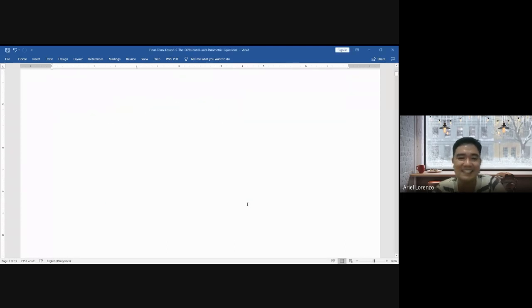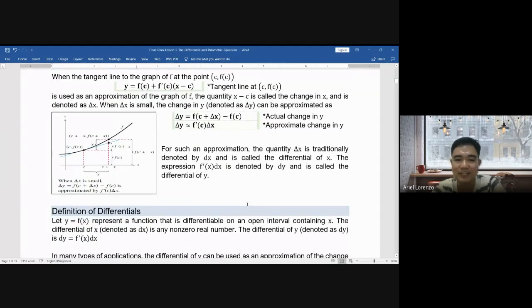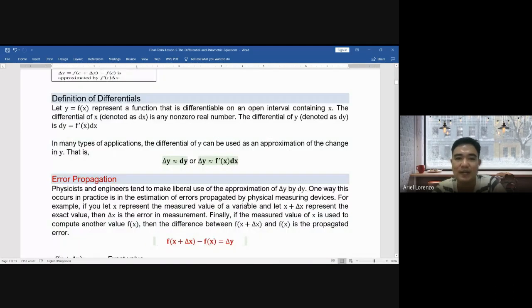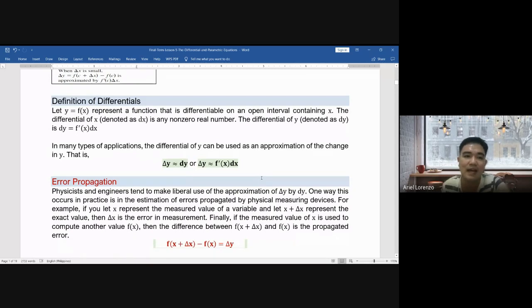Okay, so let's start class. First, we are going to discuss the differential. By the way, what is the difference between the derivative and the differential? Let's go straight to it so we don't say too much. Okay? So, class, given y is equal to a function of x, and f represents a function that is differentiable on an open interval containing x.